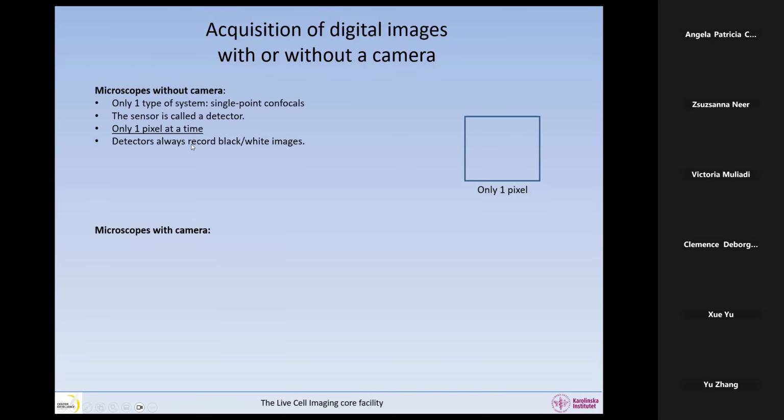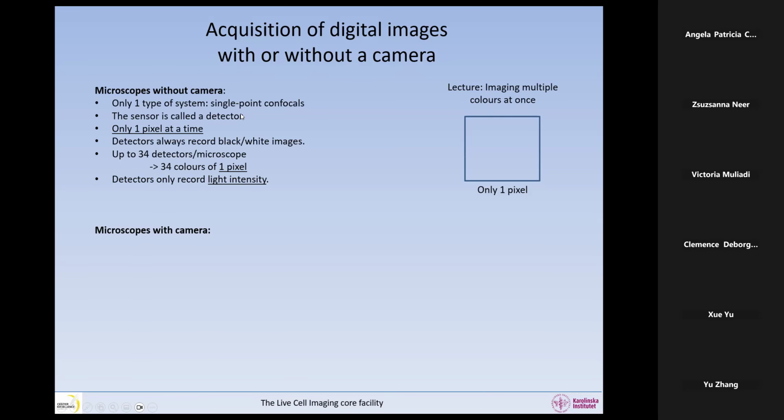And this detector always records images in black and white. And we will see later why we then have our images in color. On a single point confocal, we can have up to 34 detectors, right? Minimum 2 and maximum 34 per single point confocal. But each of these 34 detectors records one pixel, just that they record 34 different colors of the same pixel. So we will see this later, how we can image multiple colors at once using these different detectors. That will be for a different lecture.